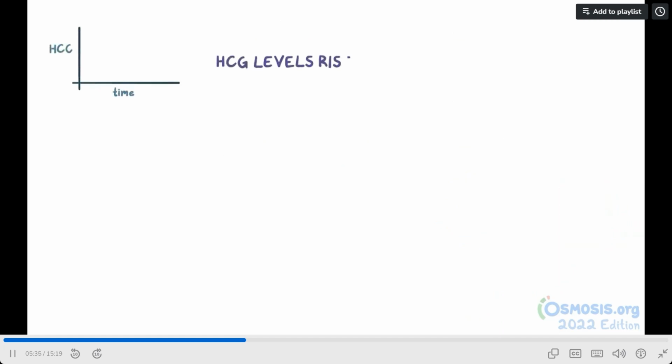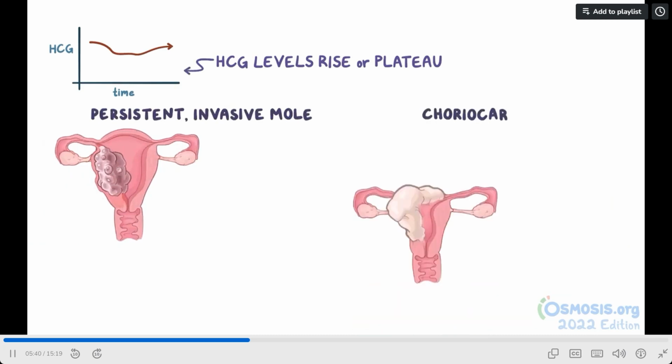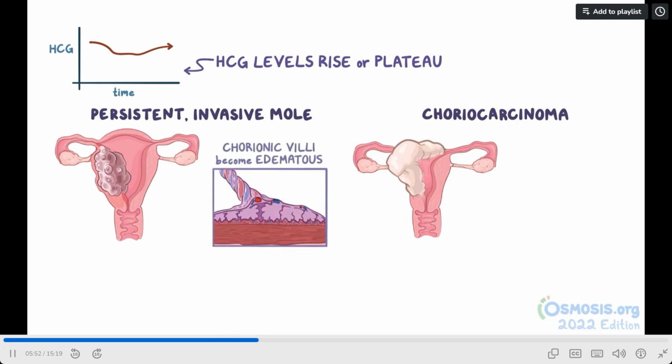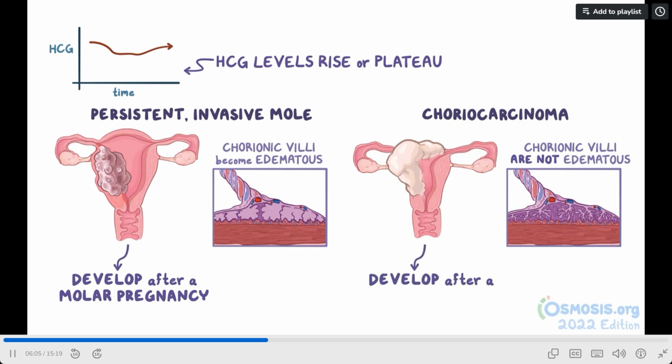If HCG levels rise or plateau, there may be a persistent invasive mole, or there may be a choriocarcinoma. Both of these malignant tumors arise from the abnormal proliferation of trophoblast cells. The difference is that with invasive moles, the chorionic villi become edematous, whereas with choriocarcinoma, the chorionic villi are not edematous. Also, an invasive mole always follows a molar pregnancy, whereas choriocarcinoma can also develop after a non-molar pregnancy, meaning a normal or ectopic pregnancy, or an abortion done for other reasons.